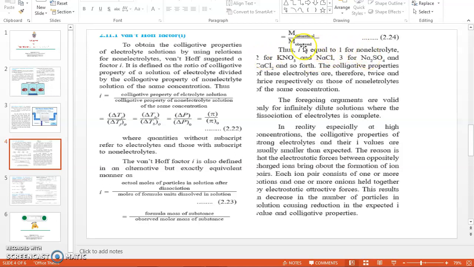i is equal to 1 for a non-electrolyte solution. The van't Hoff factor is 2 for KNO3 solution and sodium chloride solution. The van't Hoff factor is 3 for sodium sulfate and calcium chloride solution and so forth. So the colligative properties of these electrolytes are twice and thrice respectively those of the non-electrolyte of the same concentration solution.